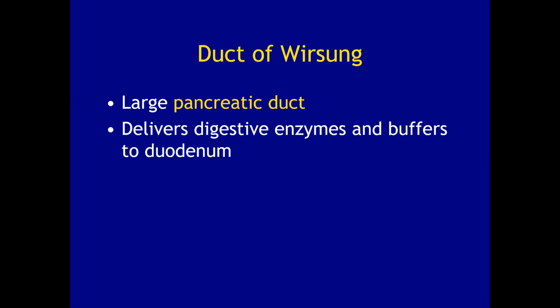So, an eponymous name for the pancreatic duct is the duct of Wirsung. And I've already highlighted the pancreatic duct for you. This is where you get the digestive enzymes and buffers that come from the pancreas and allows them to be dumped into the duodenum at the duodenal ampulla.